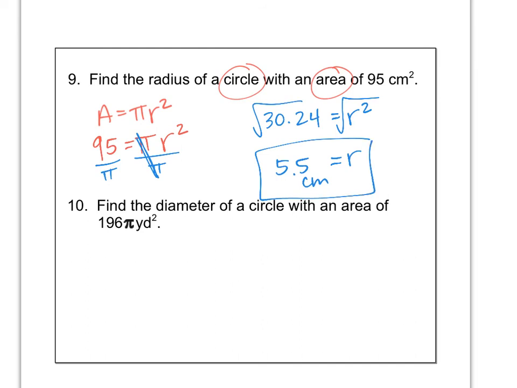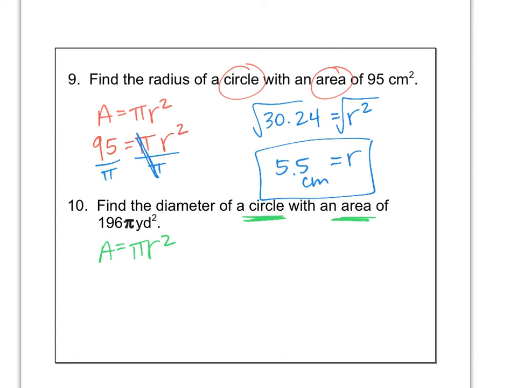And let's try number 10. Find the diameter of a circle with an area of 196 pi yards squared. So read the question carefully. Look for key words. I see the word circle. I see the word area. That's probably going to tell me what formula to use. I always like to write down my formula. So area equals pi r squared.